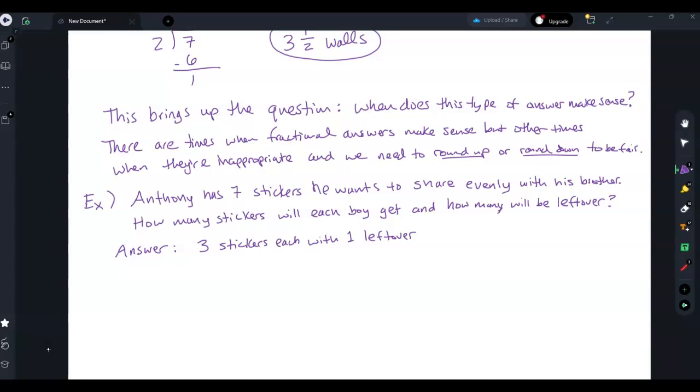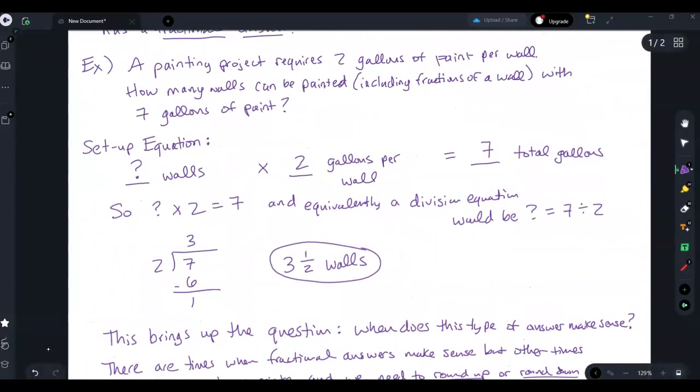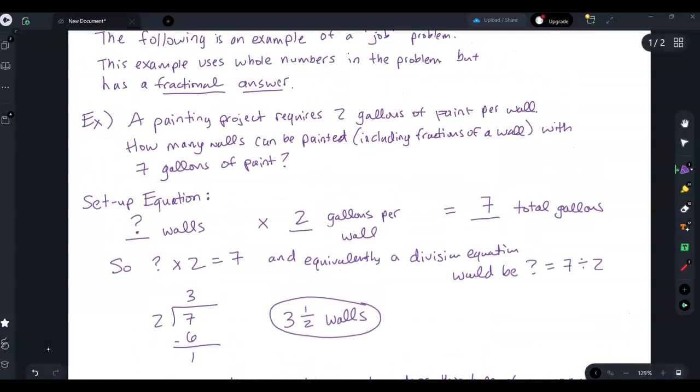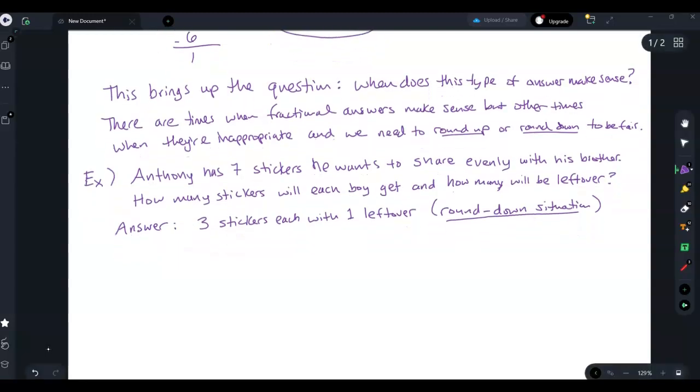So in this case, I wouldn't list my answer as a mixed number. I would list it as the quotient and the remainder, right? And this is what I refer to as a round down situation. So our first example was a fractional answer, and then this one is a round down. And then just to show one more type here, I'm going to do another example, another story problem for 7 divided by 2.